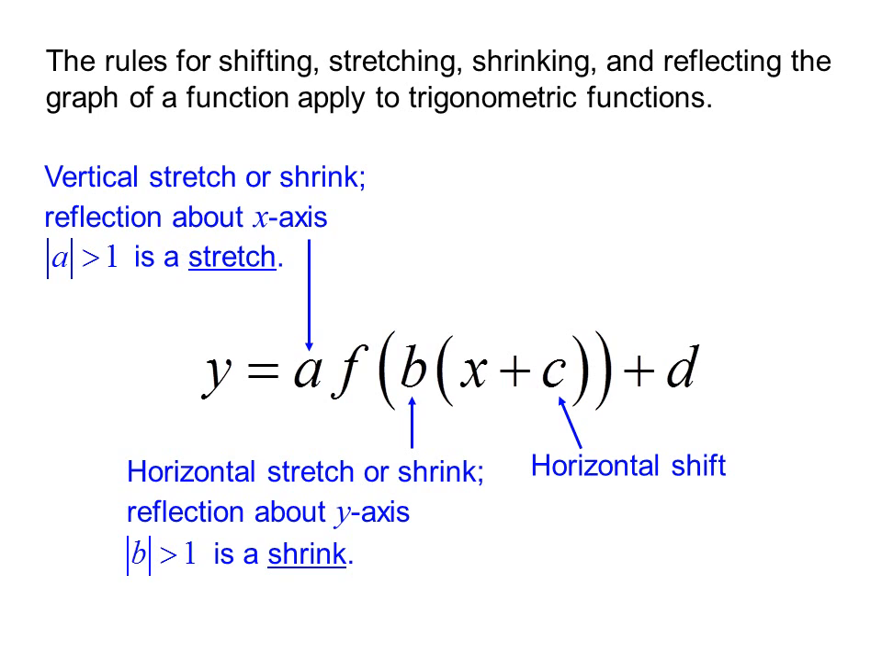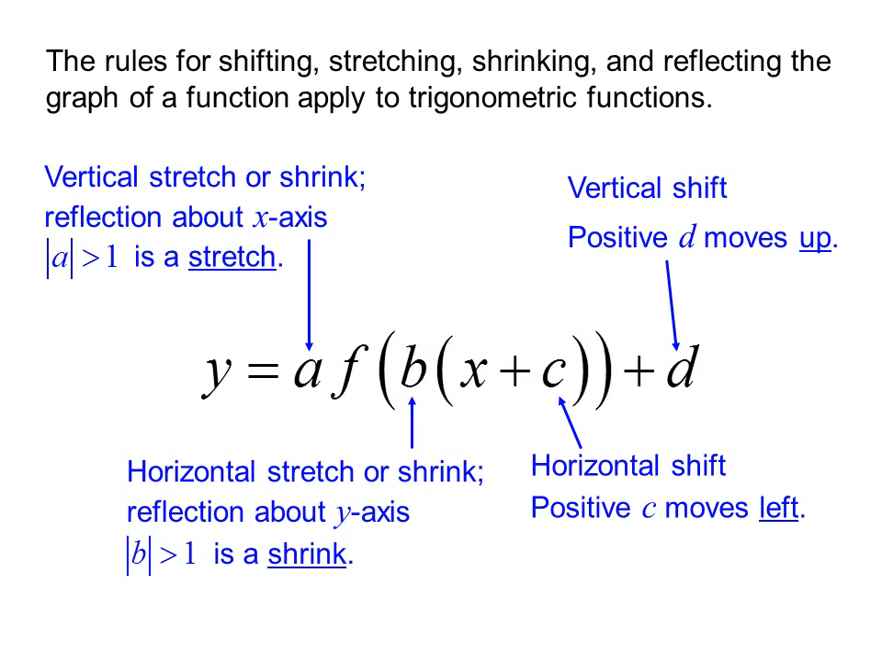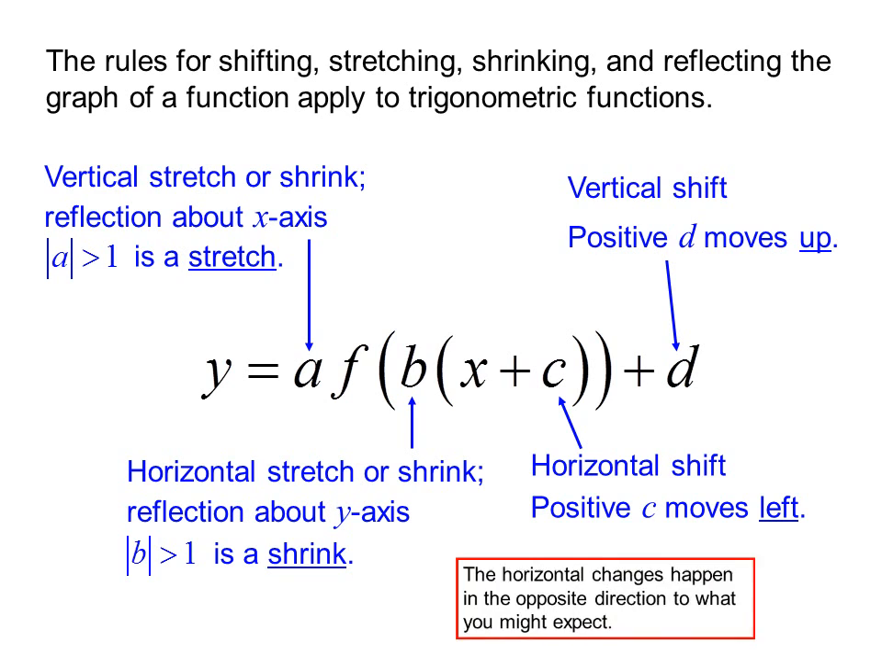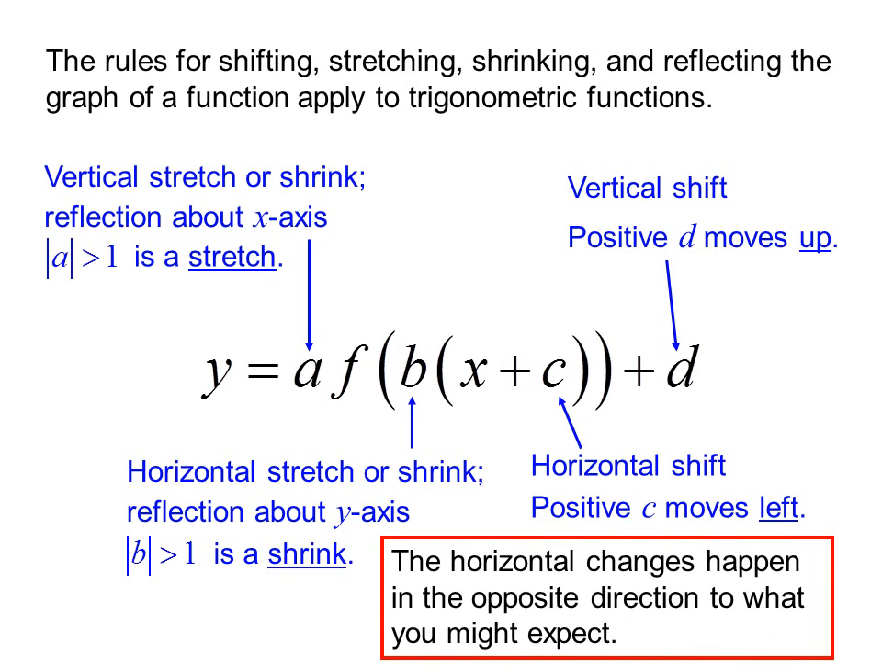The constant added inside the parentheses adds a horizontal shift. A positive value of C moves the graph left. And a constant added at the end causes a vertical shift. A positive value of D moves the graph up. The horizontal changes happen in the opposite direction to what you might expect.